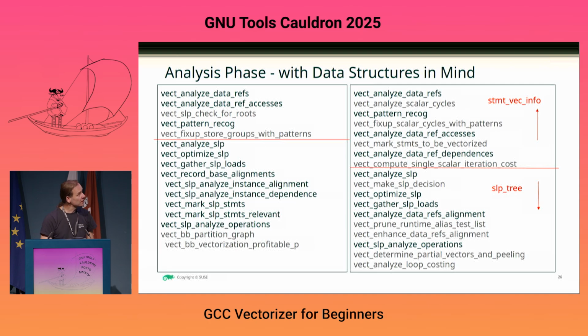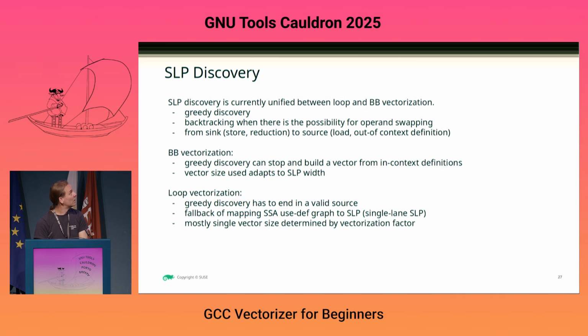So I have a second slide here. That shows that above the red line, we are mostly working with the stmt_vec_info. That means there is no SLP graph yet, because we are doing analysis on the scalar statements first. And then after the red line, we are building the SLP graph with vect_analyze_slp. From that on, all the actual analysis on can we vectorize things, do we vectorize things, works on the SLP graph. Each SLP node, I will have an example later, I think.